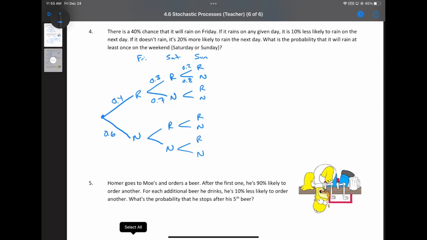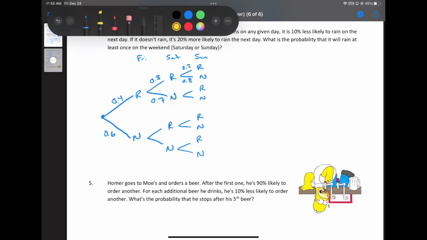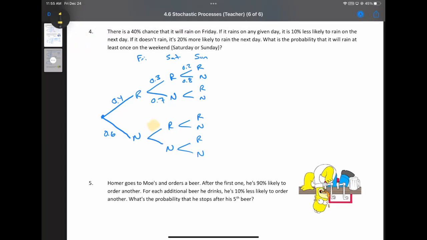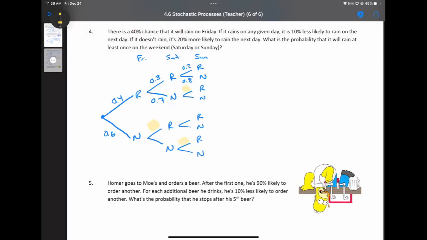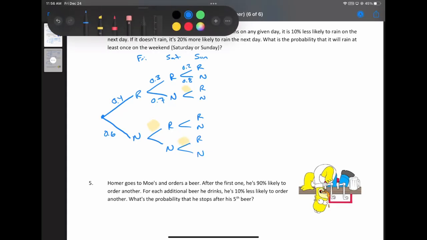Now, please be careful on this next step because students tend to mess this one up every possible time. If it doesn't rain, it is 20% more likely to rain the next day. So if I'm trying to figure out, let me just change colors here so I can show you what I'm doing. If I'm trying to figure out this one, what's that probability going to be? Because this is the one that people always mess up, or the equivalent of it in a few other places. This one and this one are the ones students tend to mess up.